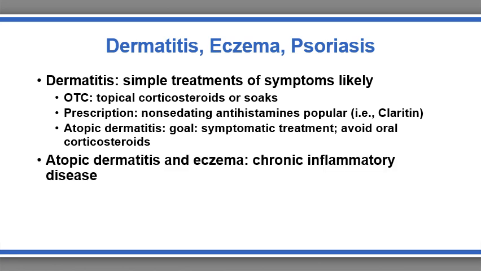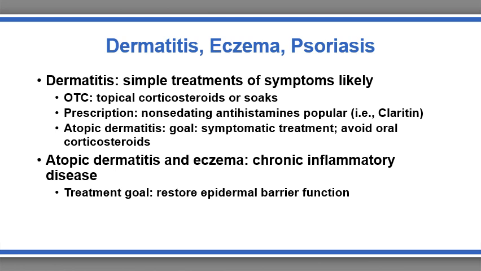So when looking at atopic dermatitis and eczema, again, that's a chronic inflammatory disease. So as a goal, you're basically looking to restore that epidermal barrier function. With atopic dermatitis and eczema, you're getting a significant breakdown of that epidermis. Remember, we said that epidermis is really what prevents infection and things like that. Many times with eczema, the skin gets so dry and compromised, and then on top of that, people are scratching because they have significant pruritus, that breaks down the skin even further. So your treatment goal is to restore that.